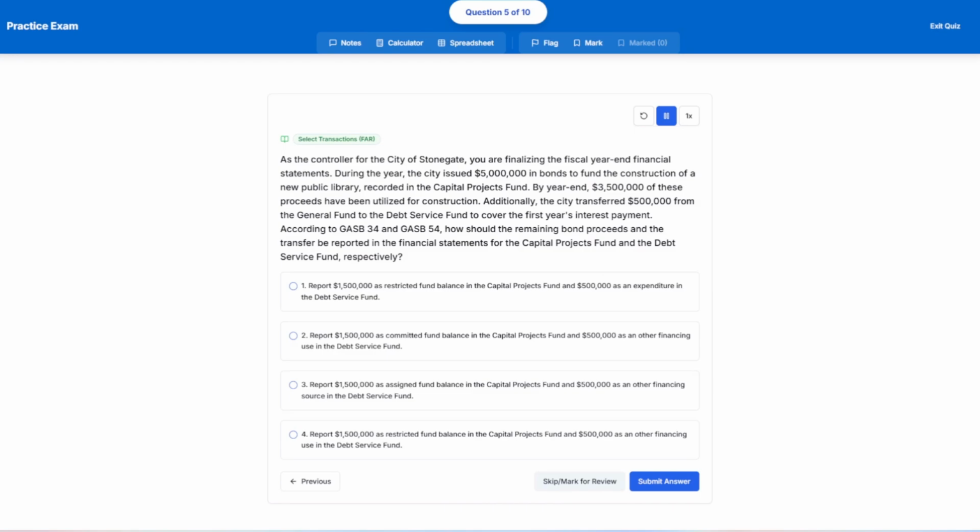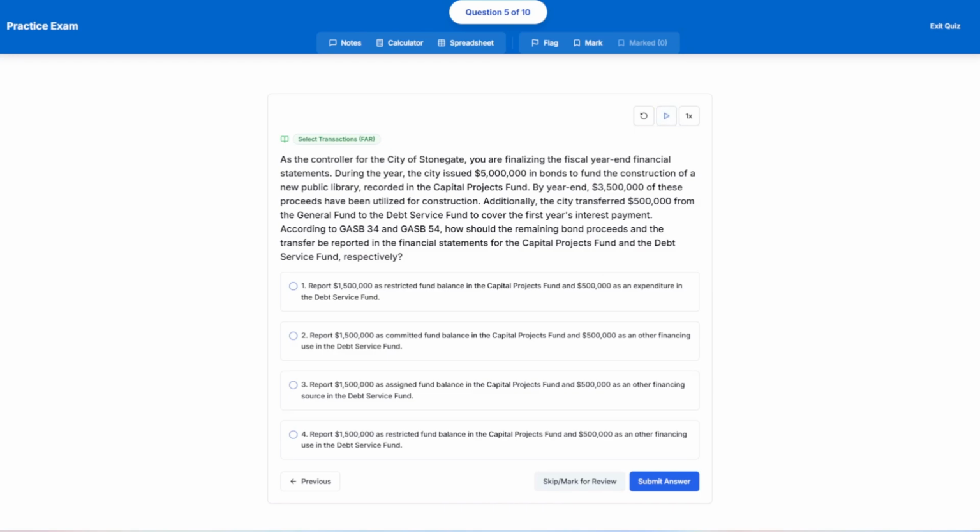Additionally, the city transferred $500,000 from the general fund to the debt service fund to cover the first year's interest payment. According to GASB 34 and GASB 54, how should the remaining bond proceeds and the transfer be reported in the financial statements for the Capital Projects Fund and the Debt Service Fund, respectively?